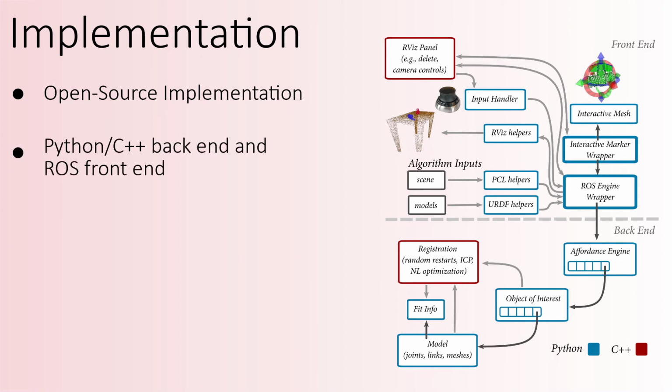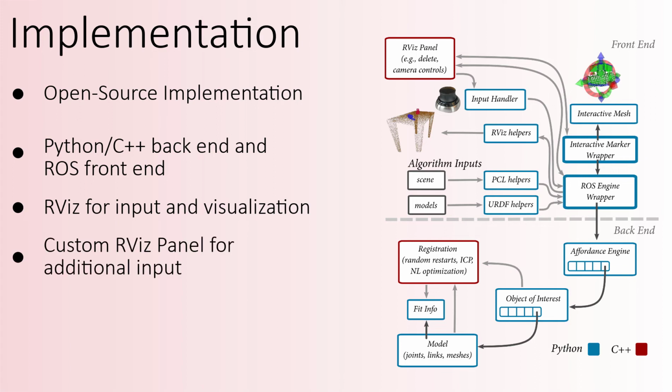The implementation consists of a Python and C++ backend and a ROS front end. We leverage RViz for operator input and to visualize registered objects. Users are also given additional controls through a custom RViz panel. The fitting algorithm was developed in C++ and parallelizes the fitting of models through OpenMP.